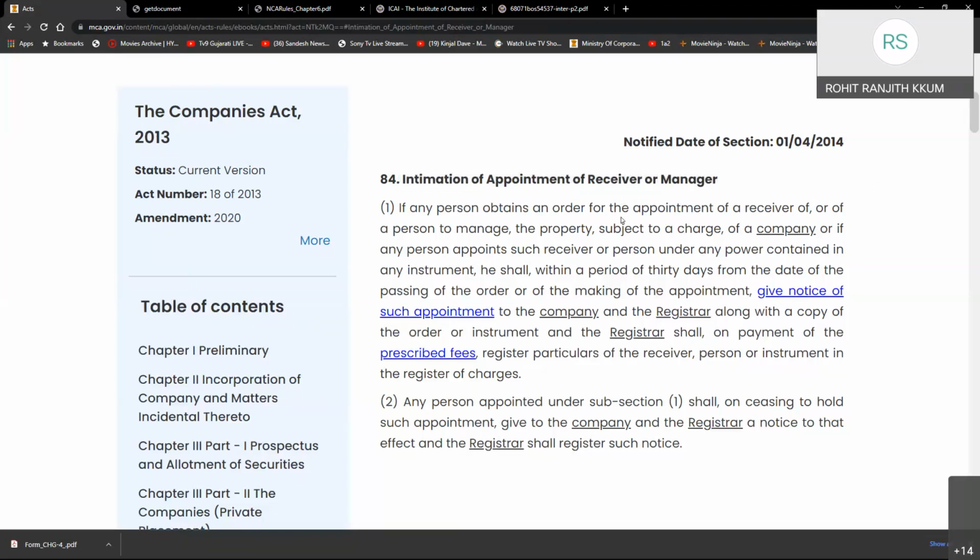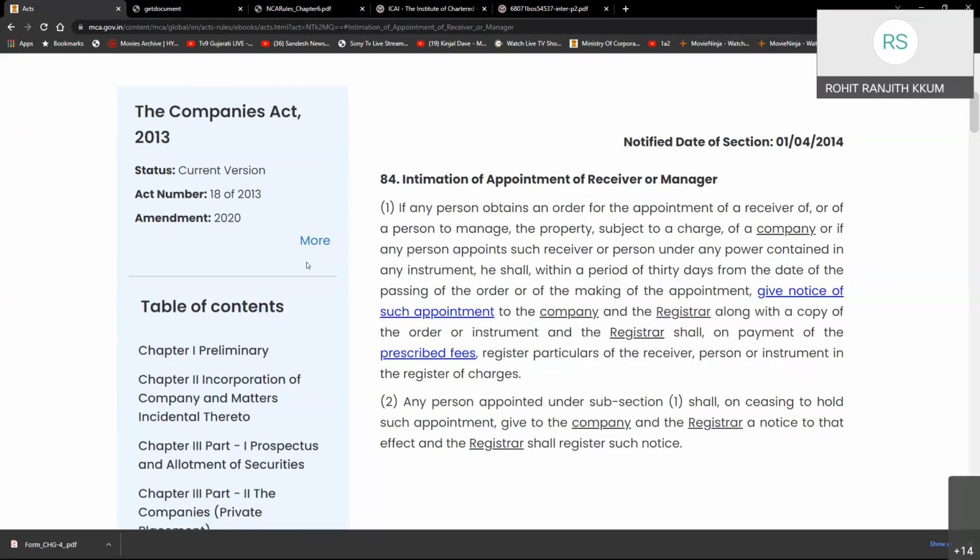Okay. So read it. If any person obtains an order, order means which order? Who gives the order? Answer the question. Here, the term order is mentioned, but who gives the order? Obviously, the court.